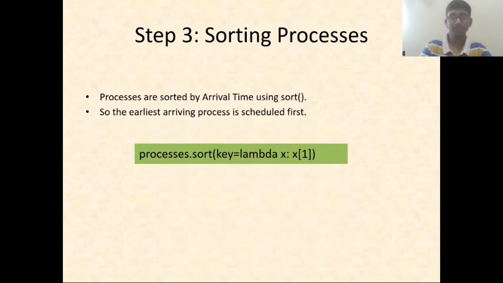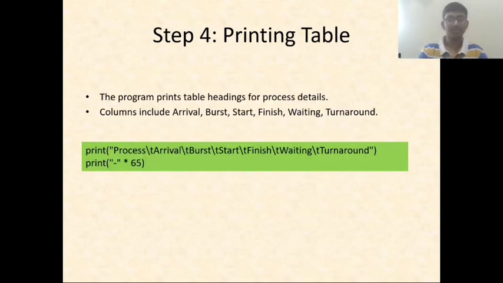Step 3 is sorting process. We already discussed whichever the process comes first will be executed first, followed by other processes. For doing that, sorting process is required because it gives the exact answer. And the piece of code is given here. Step 4 is printing table. Here the output is printed in the form of table, and it consists of headings of columns, and that columns include arrival time, burst time, start time, finish time, waiting time, and turnaround time.